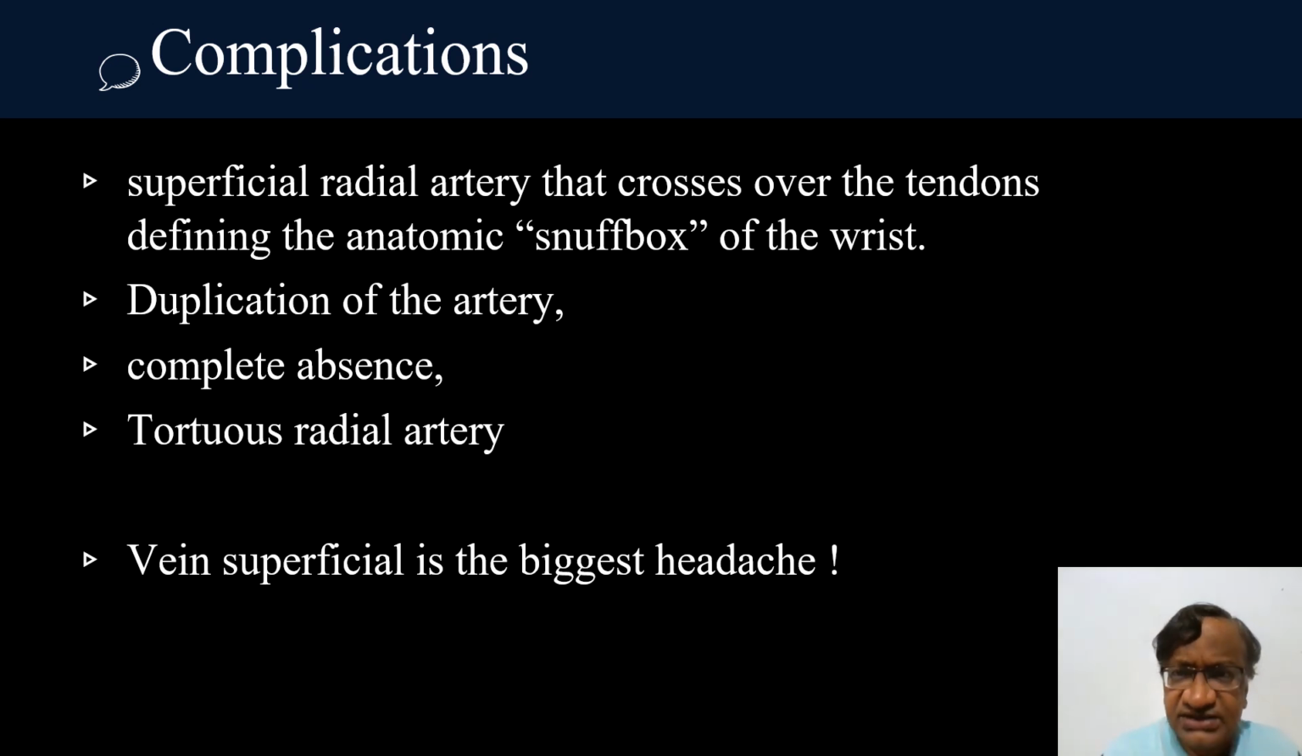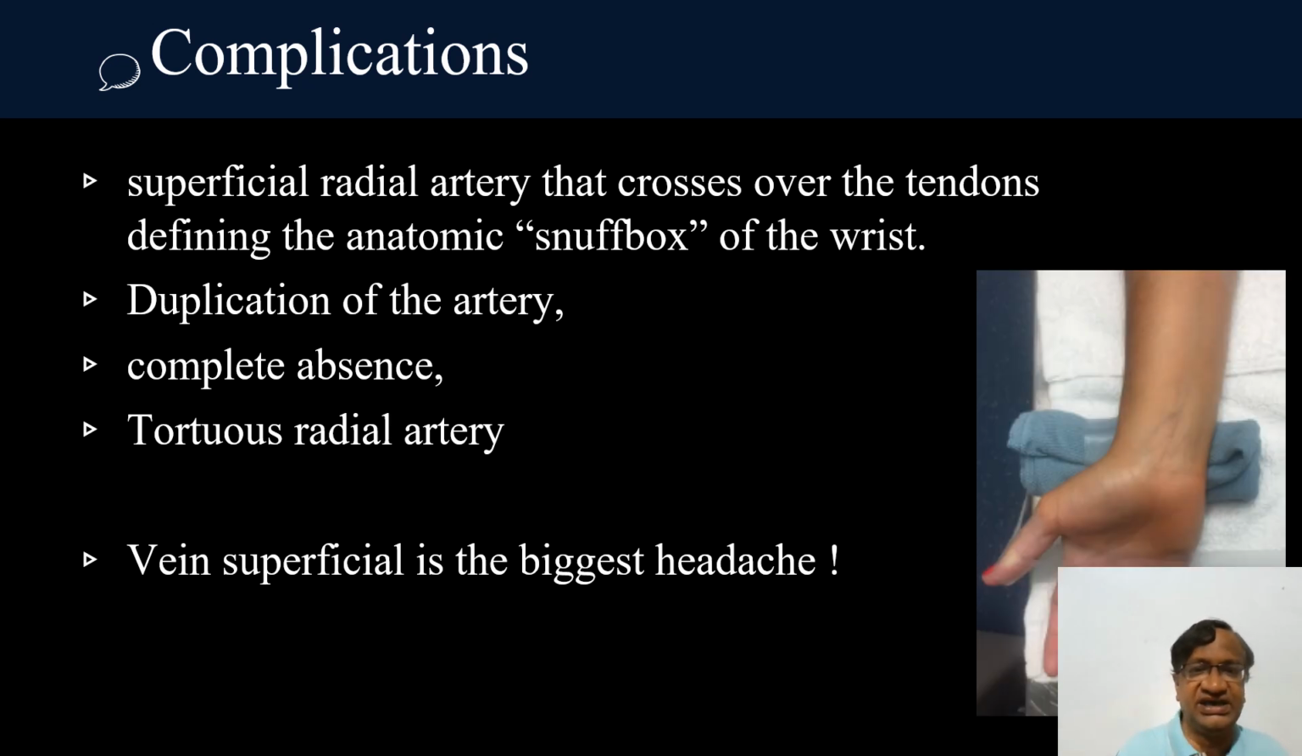Superficial radial artery crosses over the tendons, defining the anatomical snuffbox of the wrist. There may be duplication of the artery, absence of vessels, tortuous radials. Sometimes veins are superficial, which is the biggest headache. Sometimes, see here, the vein is going proximally like this. The vein is going here superficially, exactly where you prick.